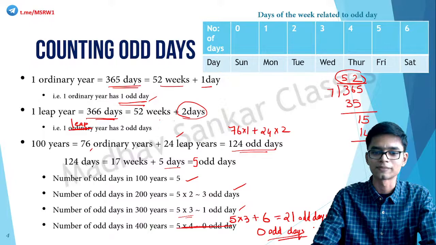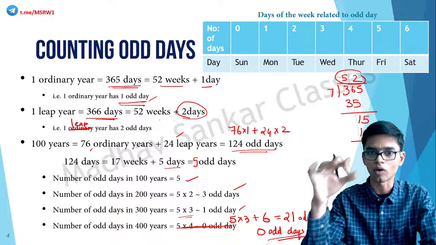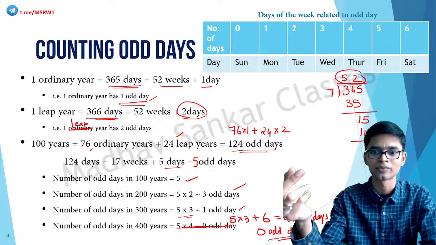Until then, the number of odd days will go as 5, 3, 1, again 0, 5, 3, 1, 0, 5, 3, 1, 0. That is how it goes every century, the number of odd days.